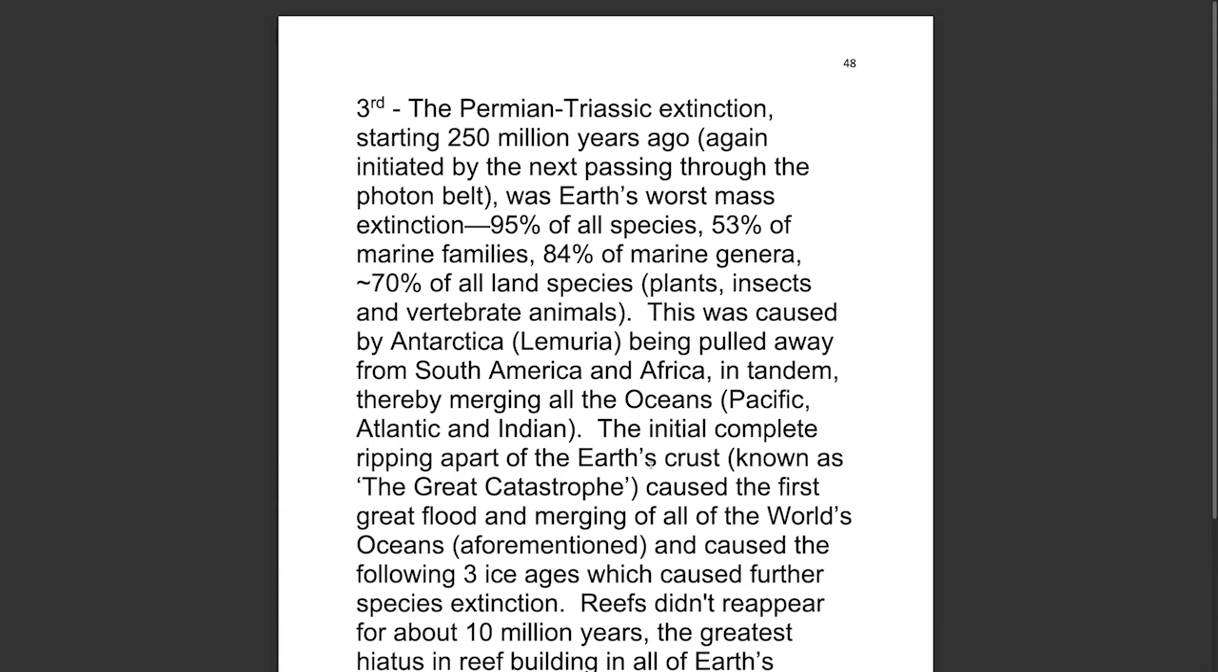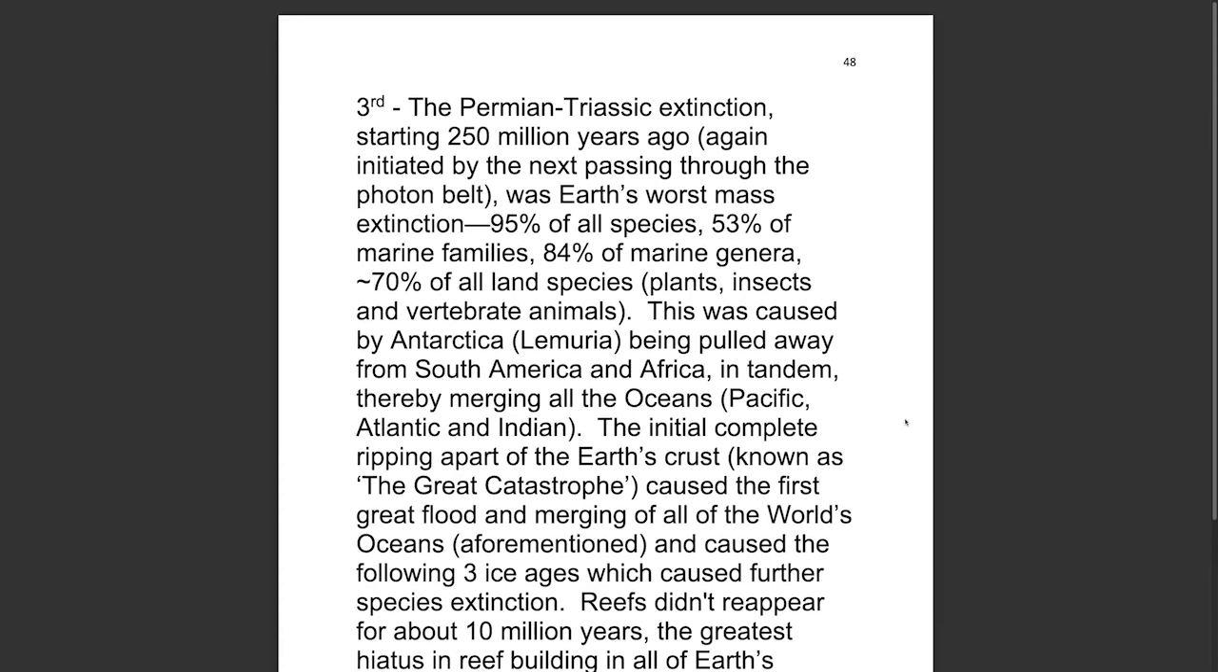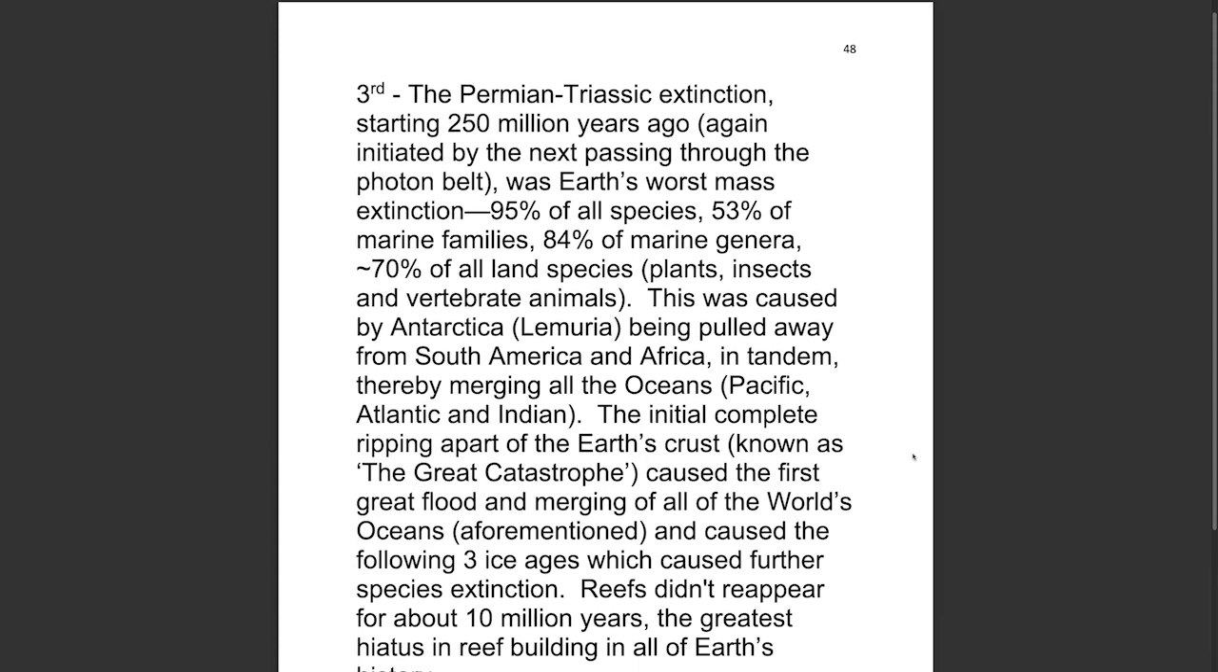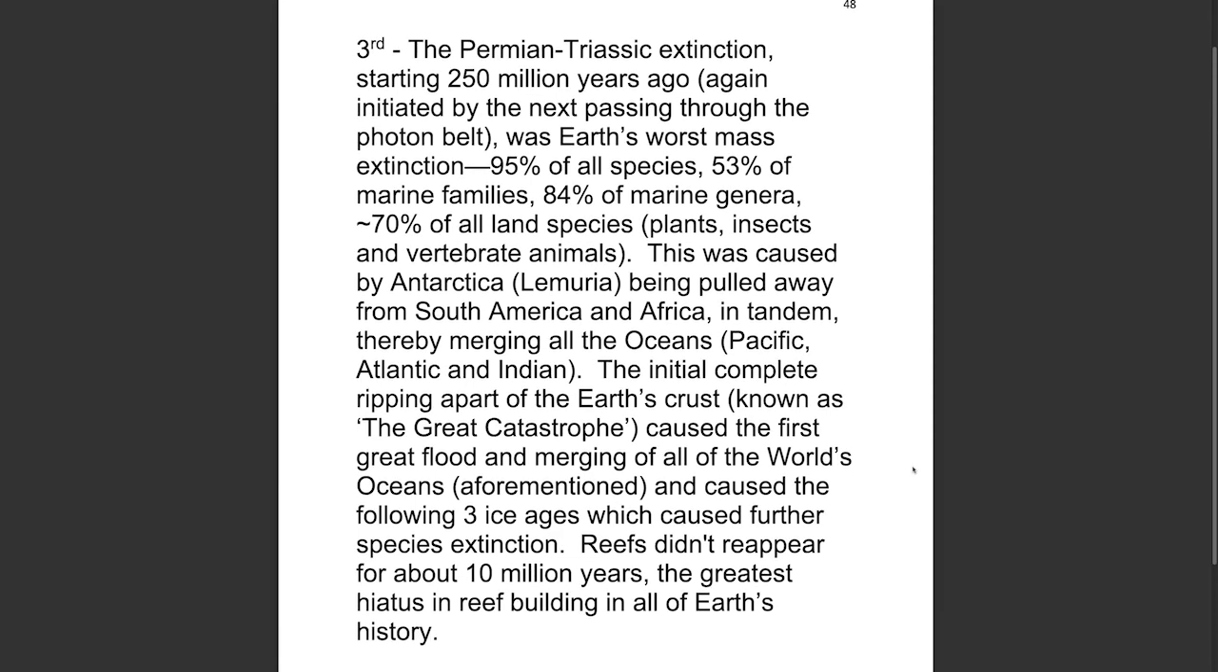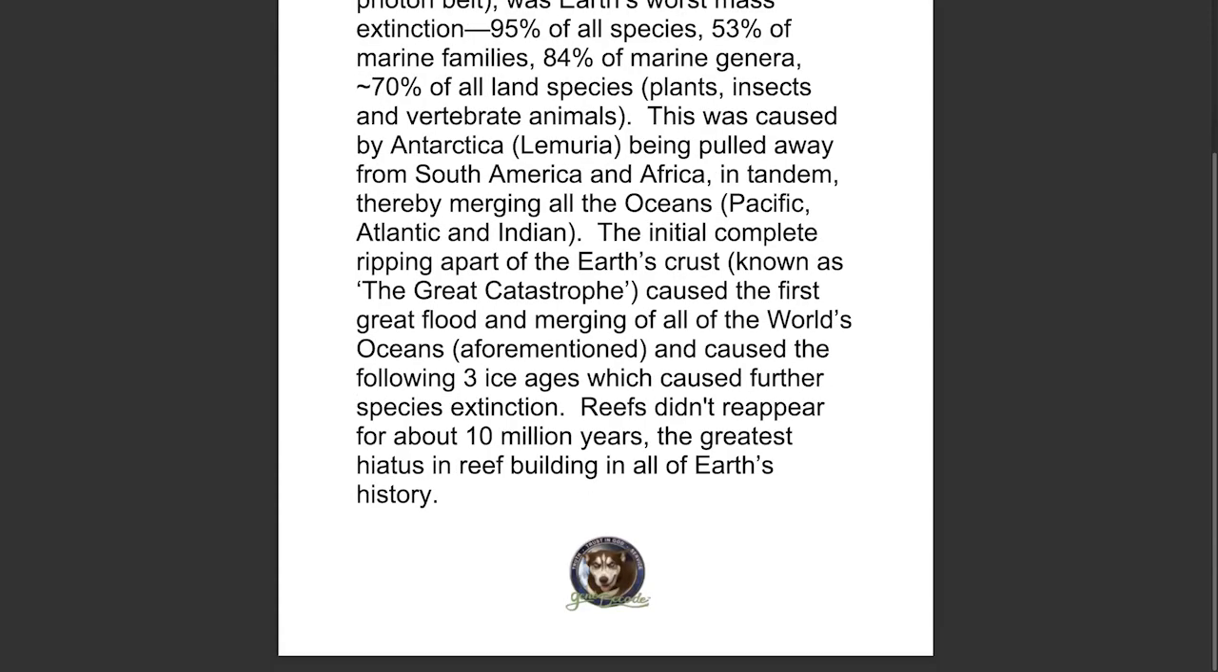The initial complete ripping apart of the Earth's crust, known as the Great Catastrophe, caused the world's first great flood. There's been more than one. The merging of all the world's oceans caused the following 3 ice ages, which caused further mass extinctions. Reefs didn't appear for about 10 million years. This is the greatest hiatus in reef building in all of Earth's history.